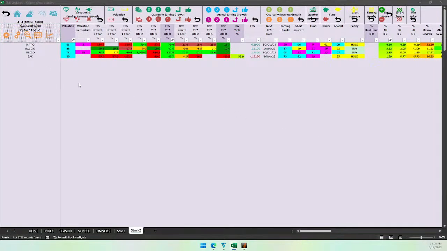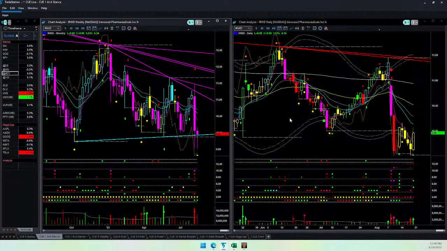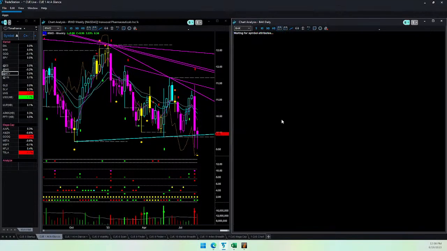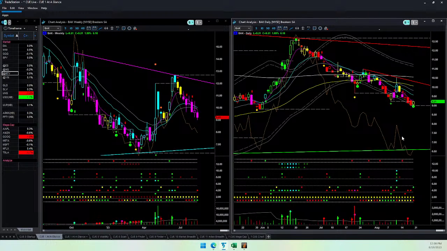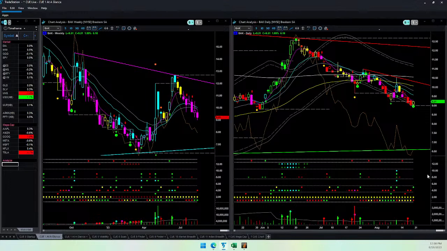BAK. BAK made the requirements for headwind setup on daily but not on weekly. So BAK is not a finalized trade setup. So I ended up with two stocks: Ironwood Pharmaceuticals, IRWD.